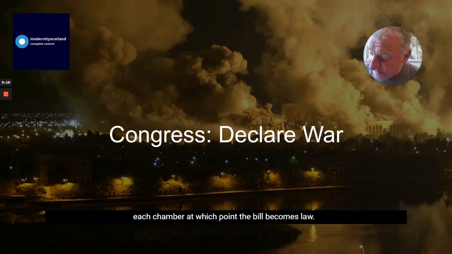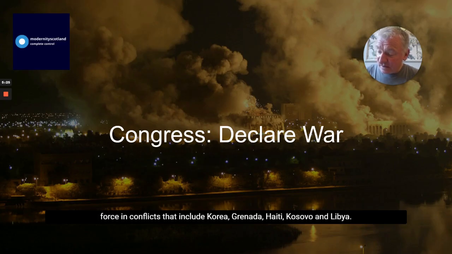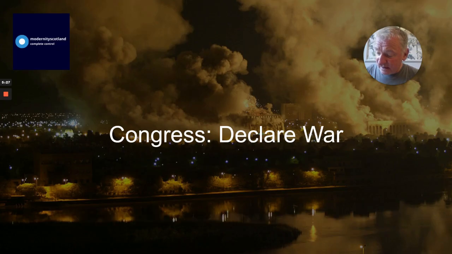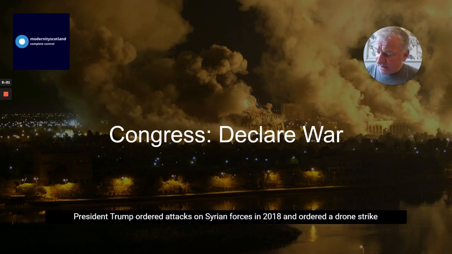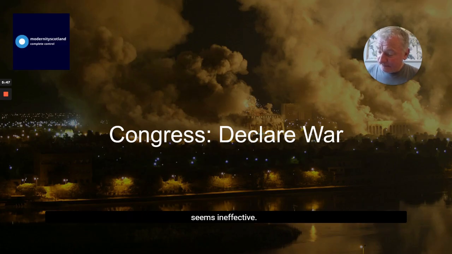The Constitution places the authority to declare war on Congress. Nonetheless, since the 1950s, modern presidents have assumed the authority to use military force in conflicts that include Korea, Grenada, Haiti, Kosovo and Libya. President Trump ordered attacks on Syrian forces in 2018 and ordered a drone strike that killed Iranian Major General Qasem Soleimani. The existing framework for curbing presidential war making, the War Powers Act, seems ineffective.